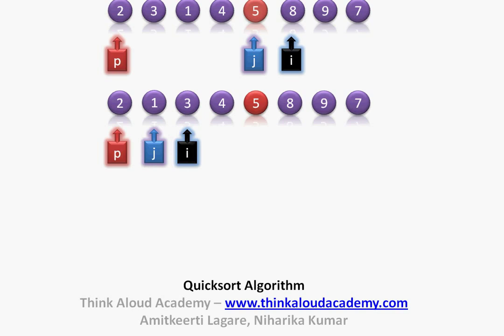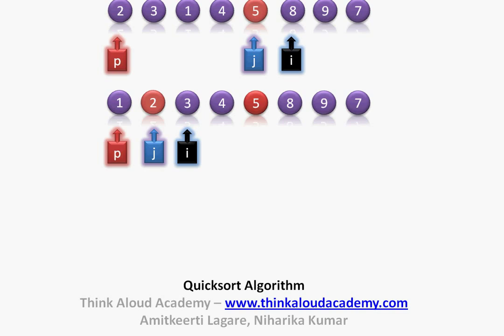So j now is pointing to the element 1 and the condition for j is that it should stop when it points to an element which is less than pivot. So right now j is pointing to an element which is less than pivot, so it stops at this point. So once it stops at this point, what we see is that j and i have crossed each other. So ideally now we should swap the pivot and the element that j points to. So both the elements get swapped and 2 is in its position.